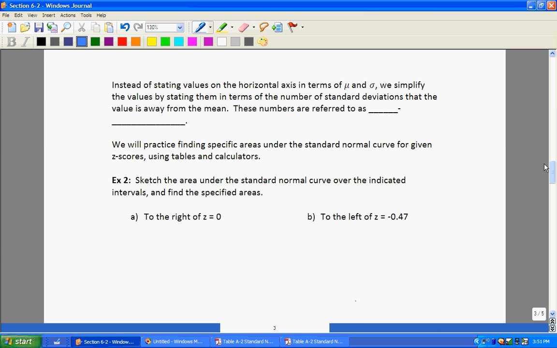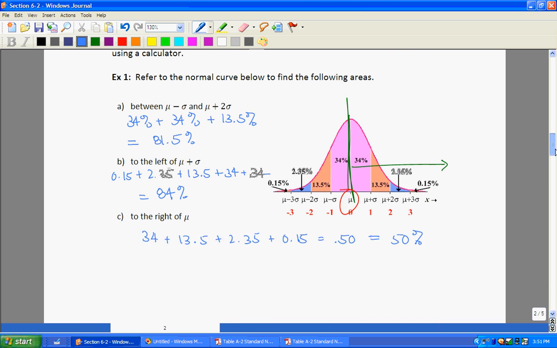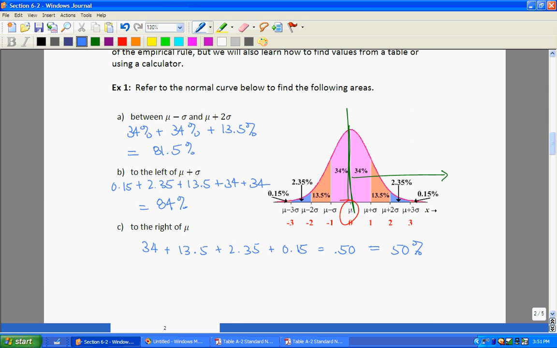Okay, well, as we mentioned before, sometimes we're going to have values that don't land on exactly one standard deviation or two standard deviations. And we also don't want to express everything in terms of mu and sigma, mu plus sigma, mu minus 2 sigma. So we simplify our values by stating them in terms of the number of standard deviations that the value is away from the mean. So back up to our previous problem, mu minus sigma is 1 standard deviation below the mean, whereas mu plus 2 sigma was 2 standard deviations above the mean.